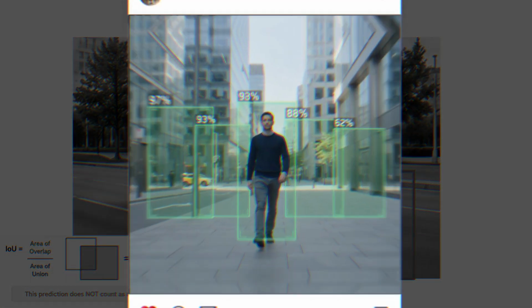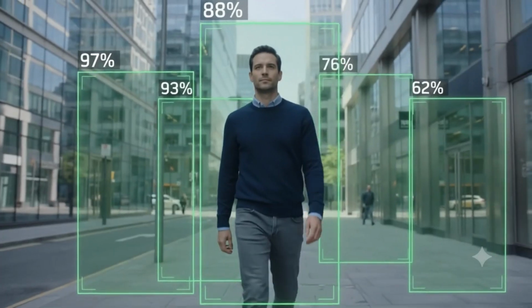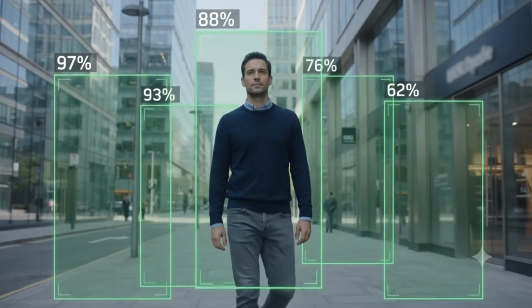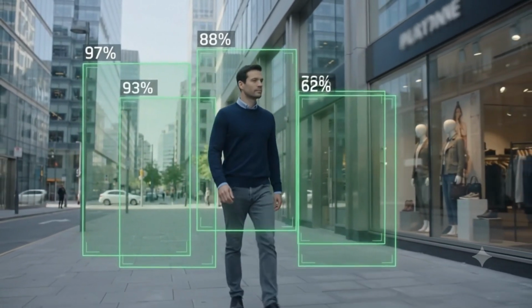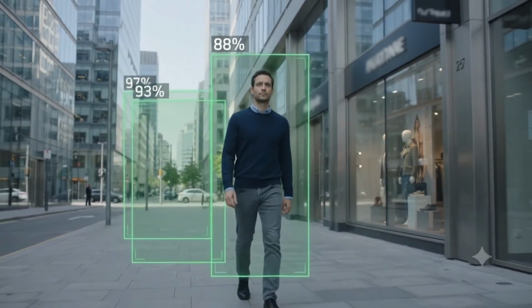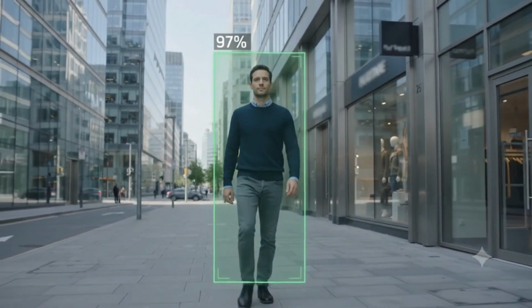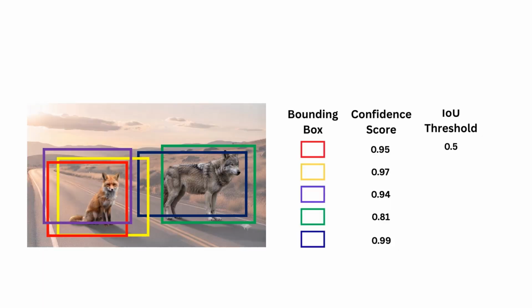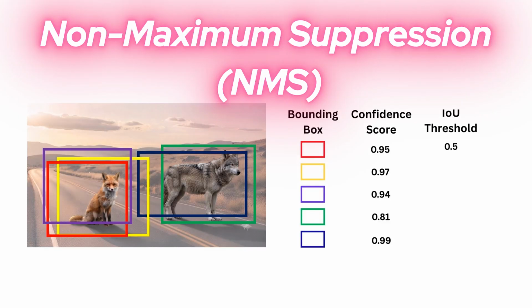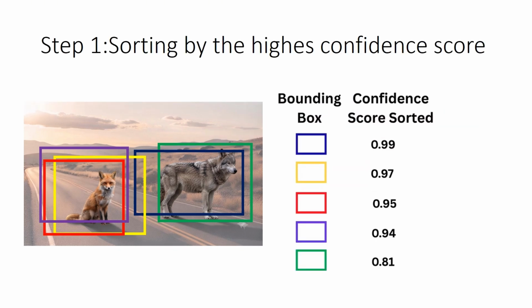There's another problem. An object detector rarely produces only one candidate box for each object. It may generate many boxes at slightly different positions and scales, all describing the same person. We do not want to display every one of them. We need to preserve the best prediction and suppress the duplicates. This post-processing procedure is called non-maximum suppression, or NMS. It begins by selecting the bounding box with the highest confidence score.